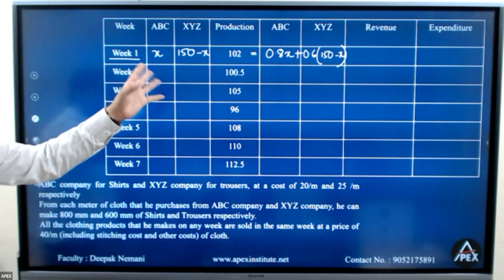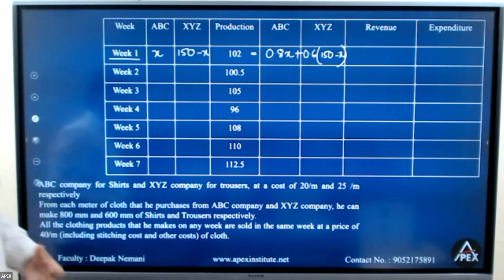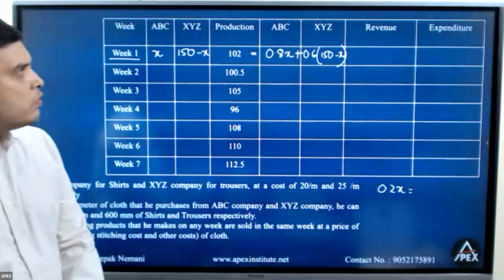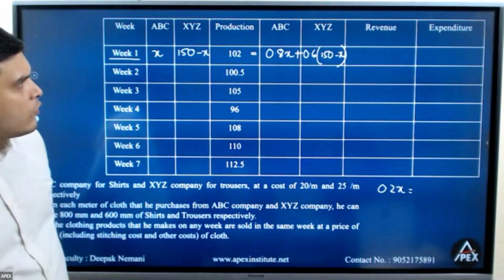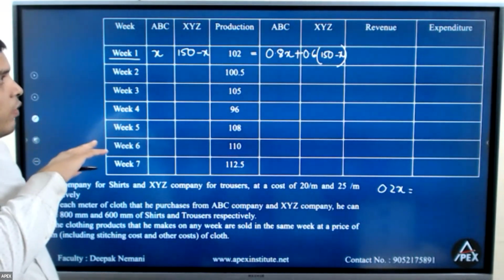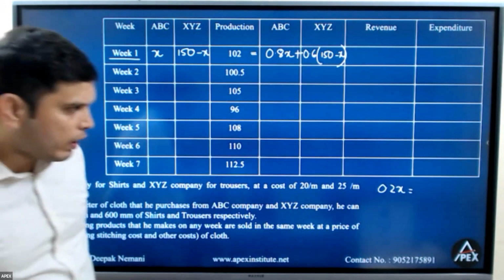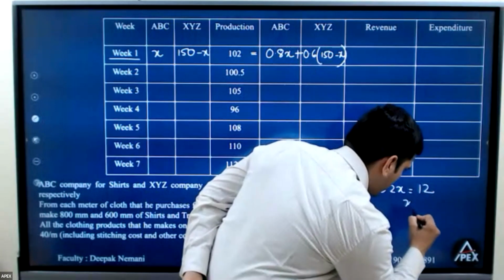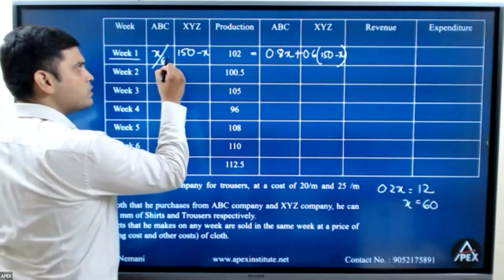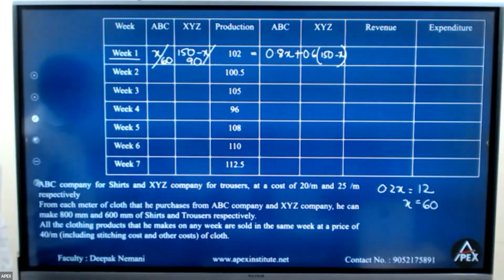Okay, for example, if I solve this, 0.8X minus 0.6X, 0.2X is equal to 102 minus 0.6 into 150, which is 90. So 102 minus 90, 12. So X is equal to 60. Okay. So in week 1, he has purchased 60 meters from ABC and 150 minus X, that is 90 meters, from XYZ.